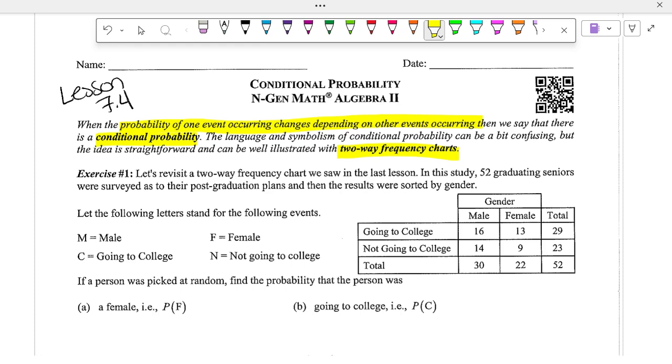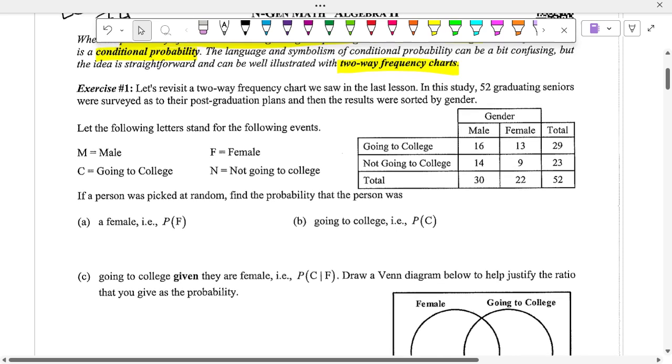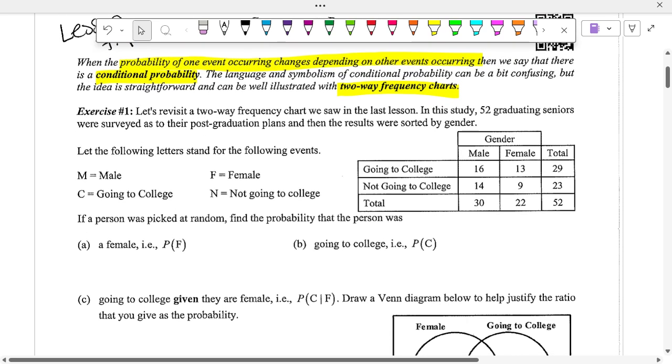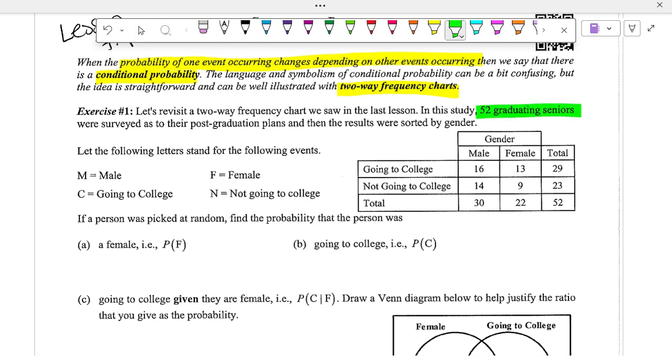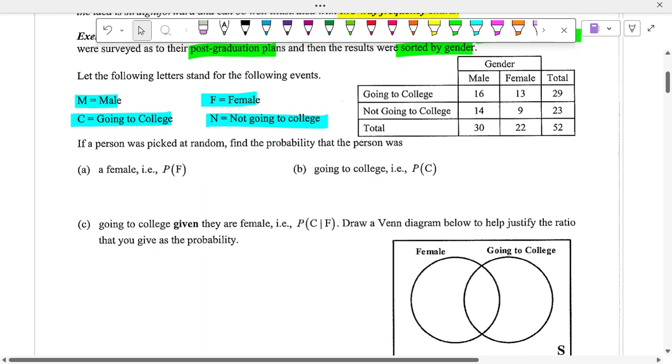All right. So this is a similar table to one that we did yesterday. All right. So it says that in this study, 52 graduating seniors were surveyed as to their post-graduation plans and were sorted by gender. So M is male, F is female, C is going to college, N is not going to college. So they want us to find the given probabilities.